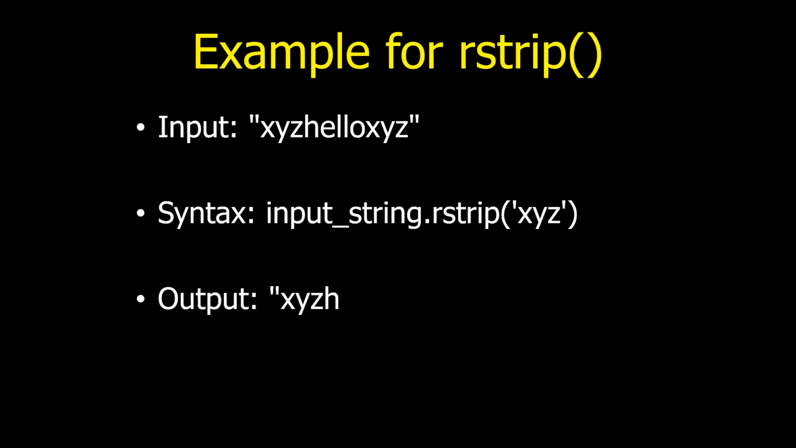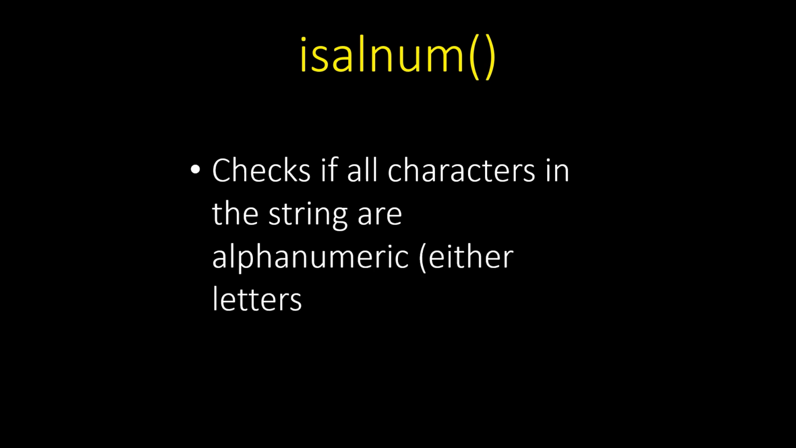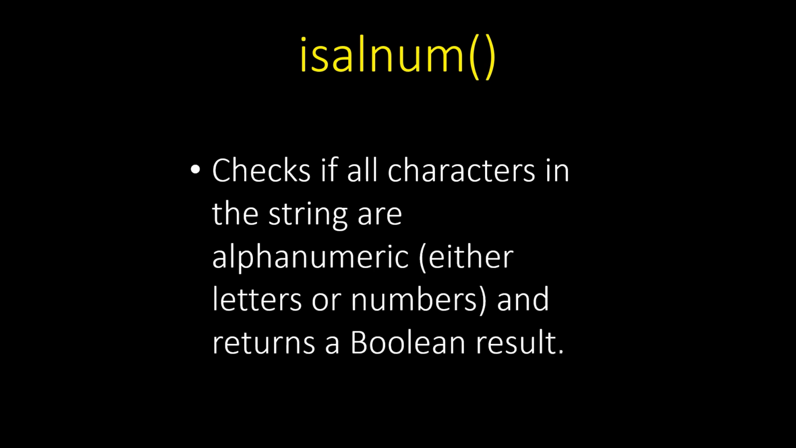In this segment, we will explore Python string methods that help us gather information about strings and perform checks on their content. Starting with isalnum. This method checks if a string contains only alphanumeric characters. Given the string "hello!", it returns false due to the exclamation mark.